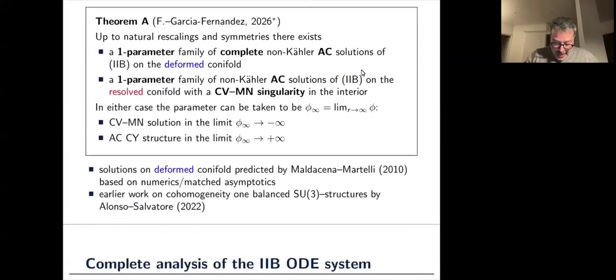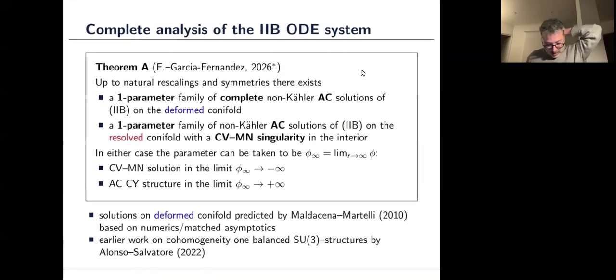Okay, so let me make some comment about this. It turns out that in the physics literature, Maldacena and Martelli in 2010 have a paper where they speculate about the existence of a one parameter family of solutions that deform the CVMN solution. They have nothing rigorous, but there's some convincing argument based on numerical approximations and some matched asymptotics.